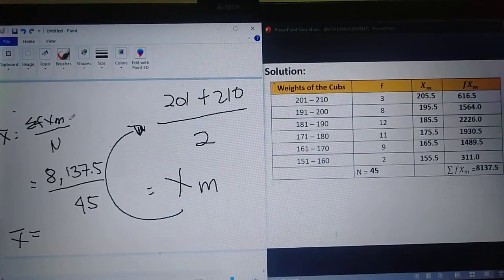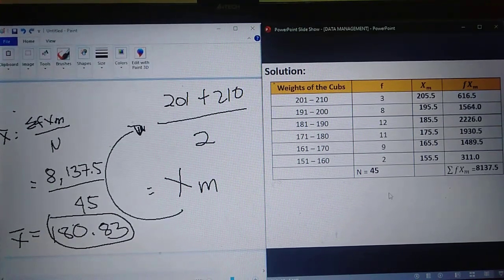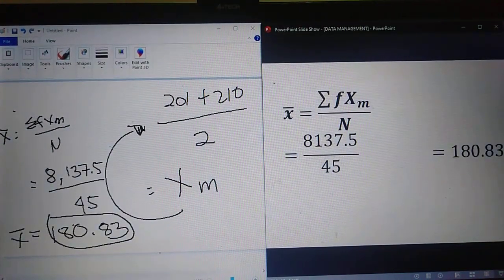And then the answer will be, okay, 8,137.5 divided by 45, we can get 180.83. So this is our mean. Tignan natin, may sagot ba dito? Ayan, di ba? Nakuha na 180.83. That's the mean. Now, so ganun lang po kadali ha.